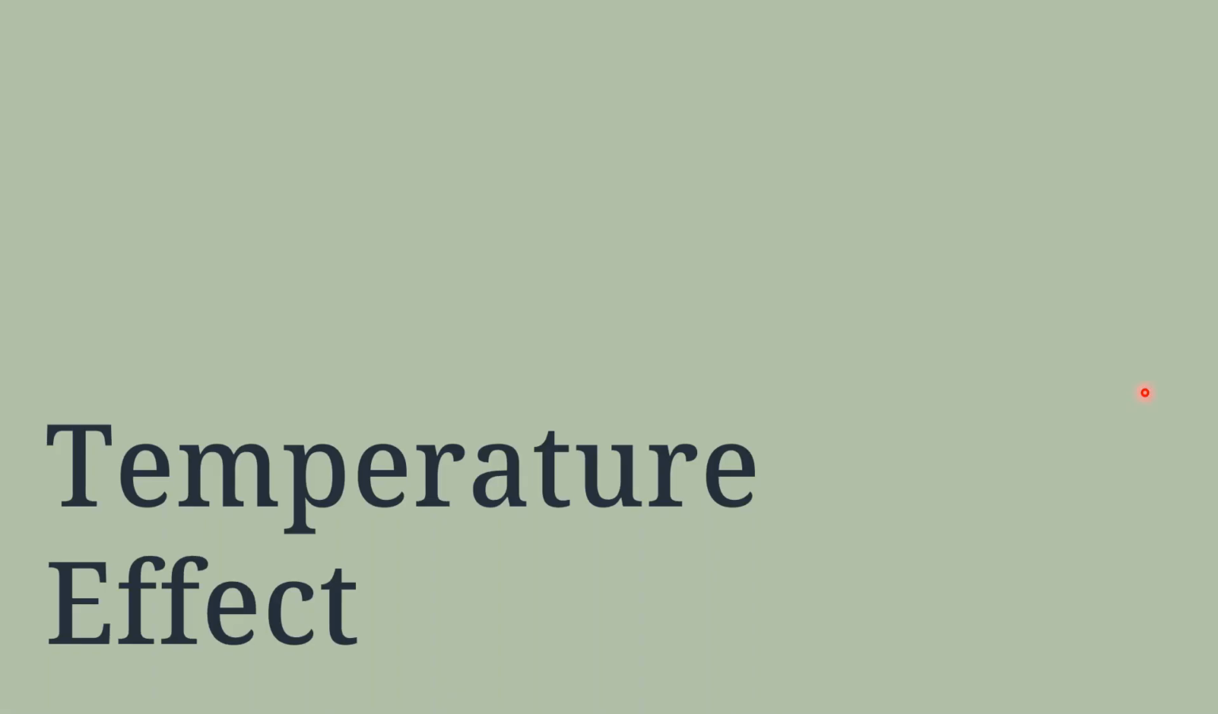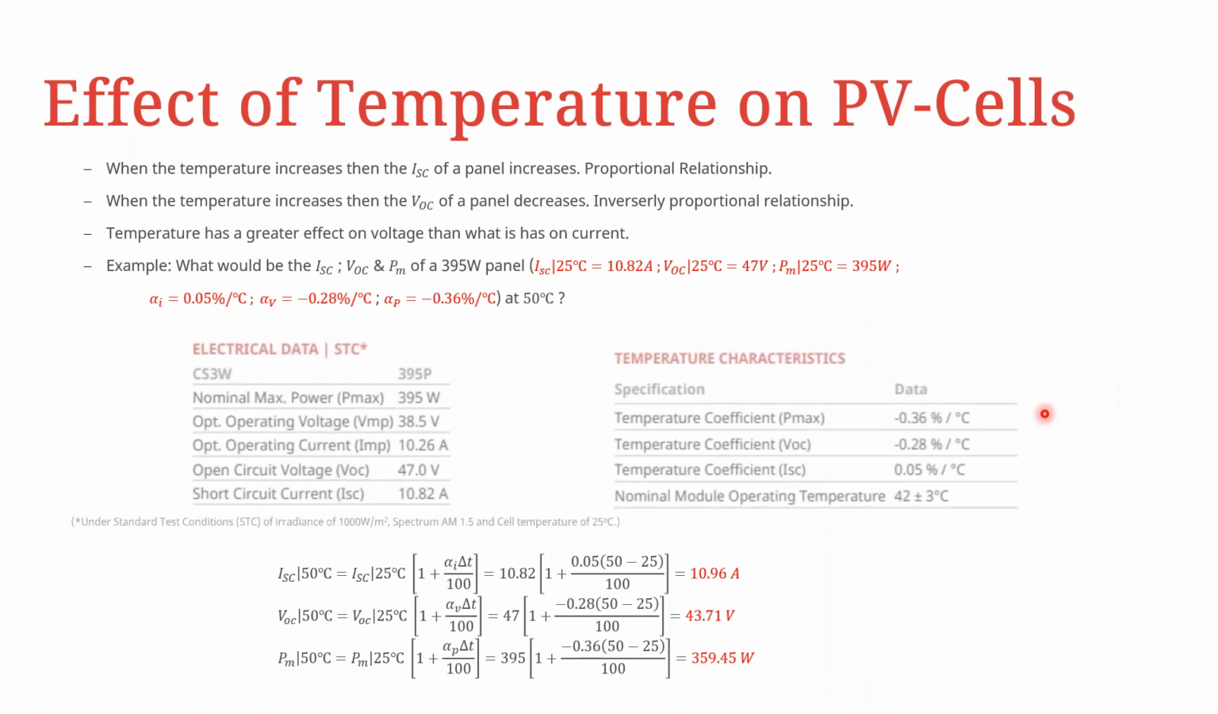Now the temperature effect. What effect does temperature have on the PV cells themselves? When the temperature increases, the current Isc of the panel increases, and this is a proportional relationship. When the temperature increases, the Voc, the open circuit voltage, of the panel decreases, and this is an inversely proportional relationship. The temperature has a greater effect on the voltage than it has on the current on the modules.